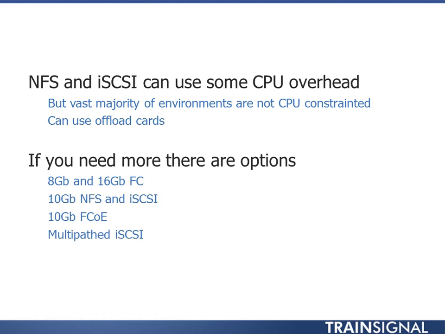If you need more, there are more options, right? There's 8 gig and 16 gig Fibre Channel. There's 10 gig NFS and iSCSI. There's 40 gig Ethernet right around the corner for a lot of people, so those are options. 10 gig Fibre Channel over Ethernet. And if you want to do iSCSI and you need more, you can do multipath iSCSI. Can't do multipath NFS yet, but you can do multipath iSCSI and start bundling connections together. So if you do need more, there are some simple options for that.